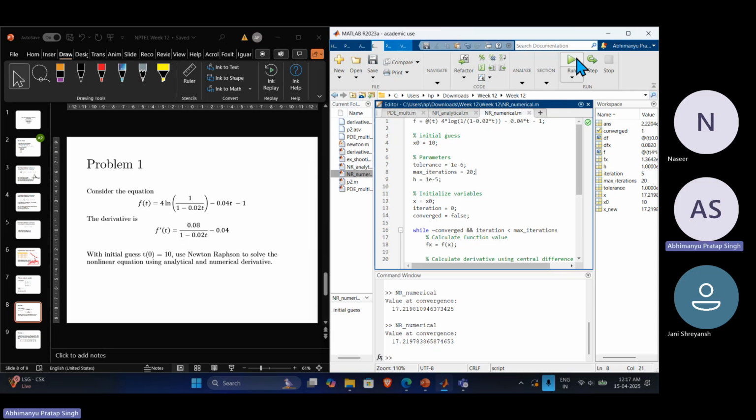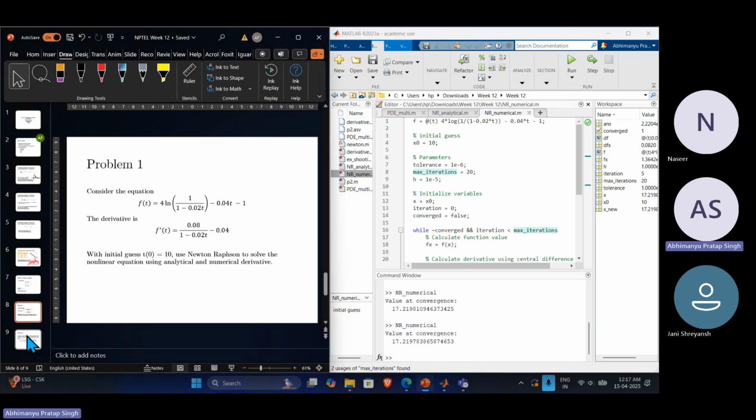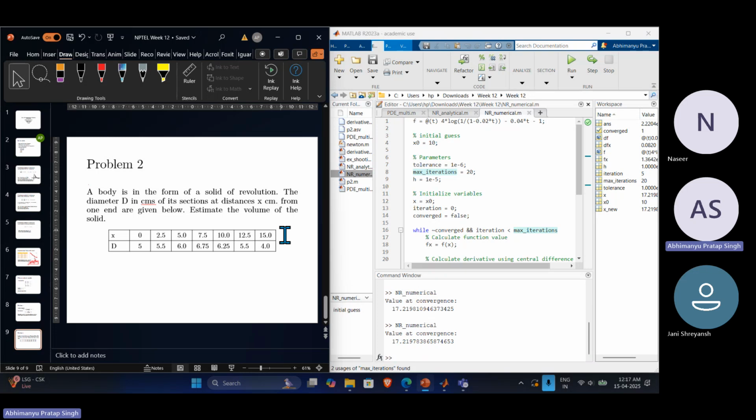Fine. Any doubt in this part? Okay, then let us go to the last problem and then we will finish it.